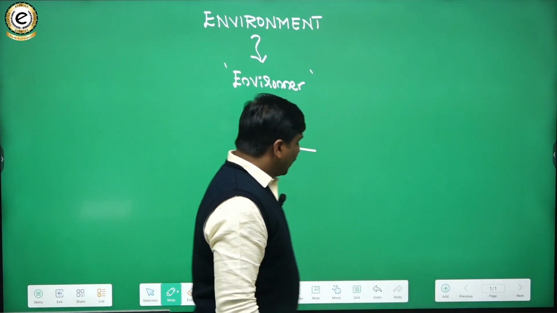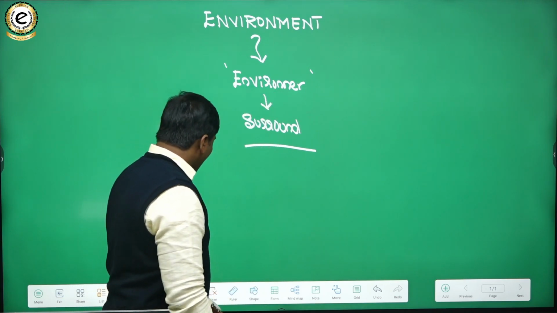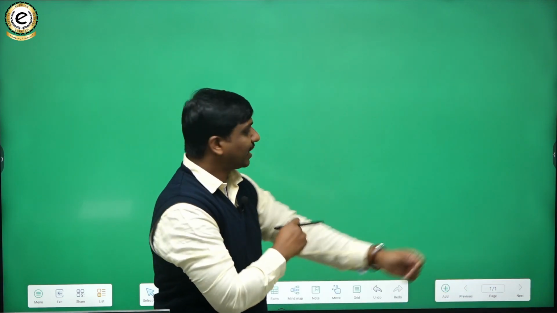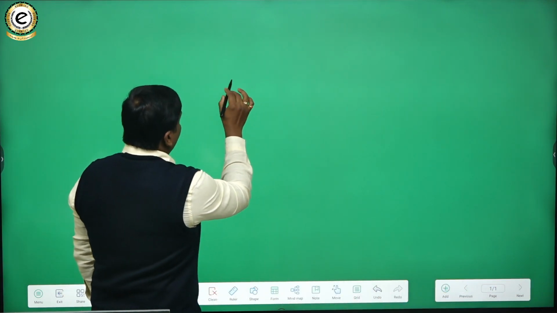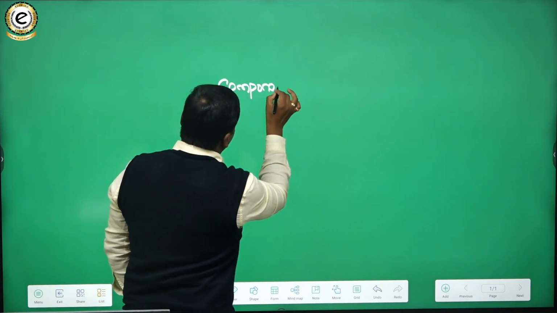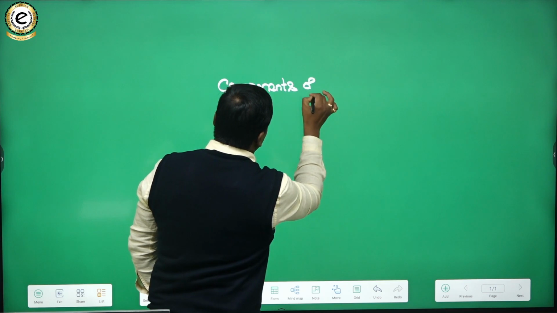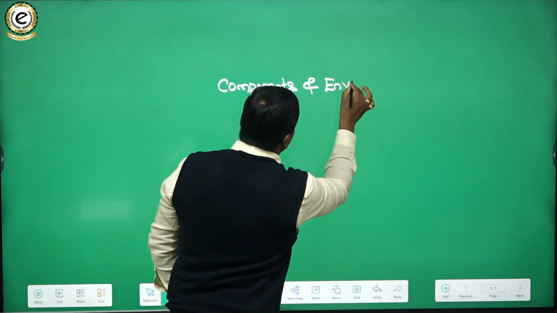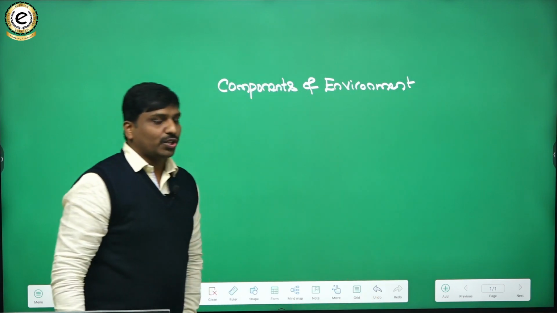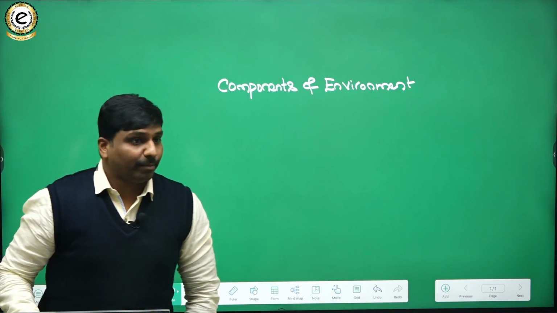Now let us see what are the various components of the environment. This is very, very important for you to understand. So what are the basic components of the environment? Yes, good. Biotic and abiotic components.